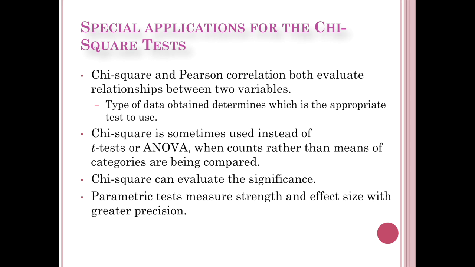Chi-square and Pearson correlation both evaluate the relationship between two variables. The kind of data we're using determines what kind of test we're going to run. If we're dealing with more nominal data, it's definitely chi-square. If you're dealing with more interval ratio data, use Pearson's r. And chi-square can evaluate the significance.